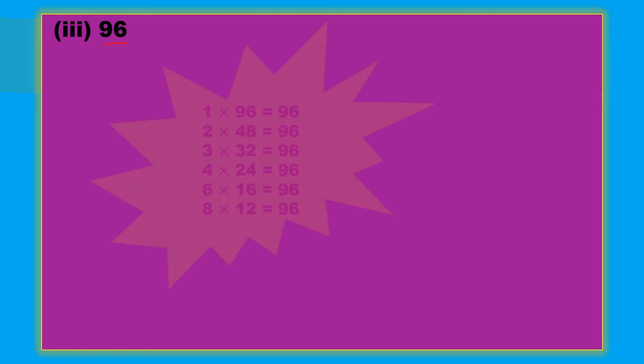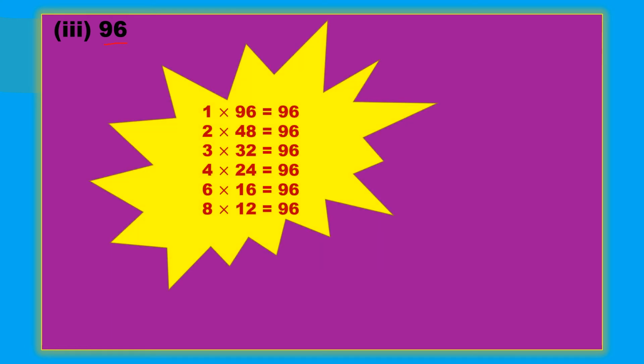So the next one is 96. We'll find out the factors for 96. Same rule. So 1 into 96, 96. In the 2 table it goes 48 times. In the 3 table it goes 32 times. As it is divisible by both 2 and 3, you should remember it should be divisible by 6 also. This is very, very important. Okay. Next, in the 4 table it goes 24, in the 6 table 16 times, in the 8 table 12 times.